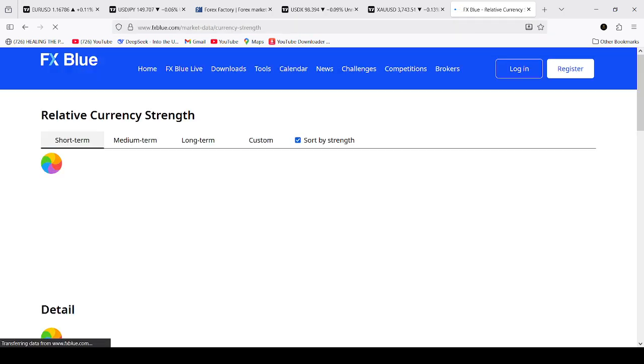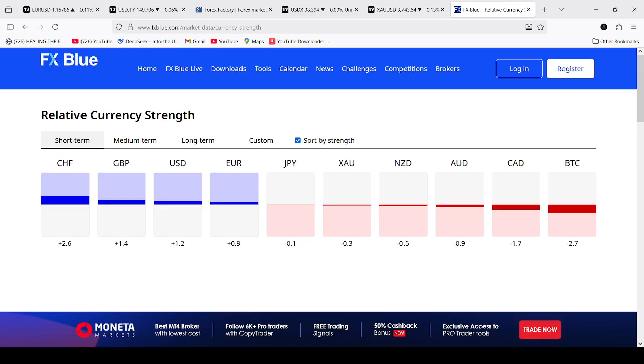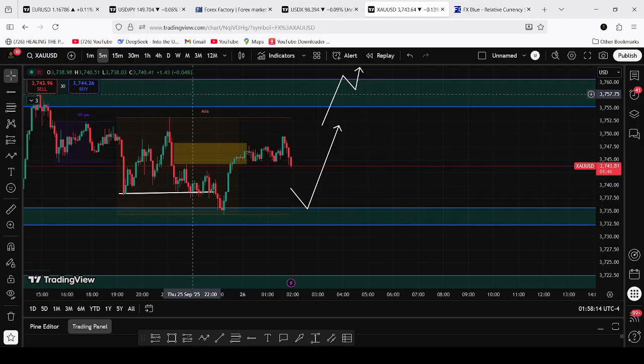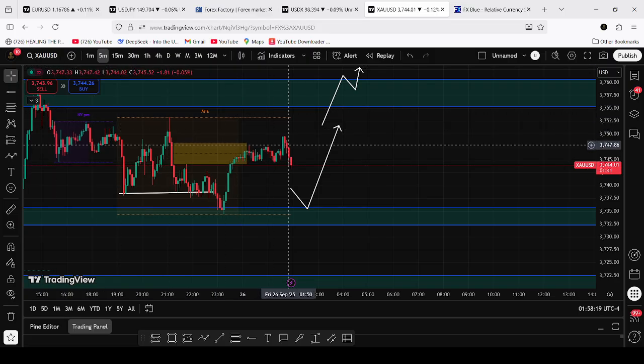So what else do you need to confirm, and how can you know that this is true? At this point, you can see that USD is positive at 1.2, while gold is negative 0.3. That's why you are able to see some selling opportunity. When the USD is stronger in terms of gold and USD, the move goes on the downside. But when gold is stronger, the move goes on the upside.